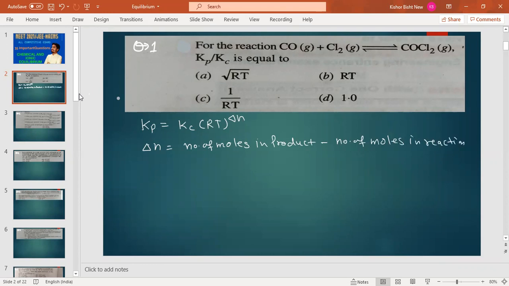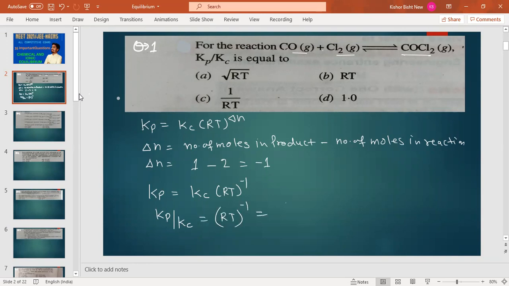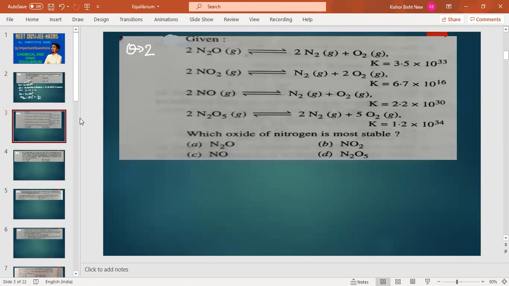So now in this one, you see what you will get delta n, number of moles in product. How many gaseous? Here 1 mole. Minus number of moles in reactant, all are in the same phase, 1, 2 mole. So it will be equal to minus 1. So you put the value: Kp is equal to Kc into RT की power minus 1. Now you are finding out Kp ratio Kc equal to RT की power minus 1. How can you write? 1 upon RT. So what is your answer? C option is the correct. Come to the next question.